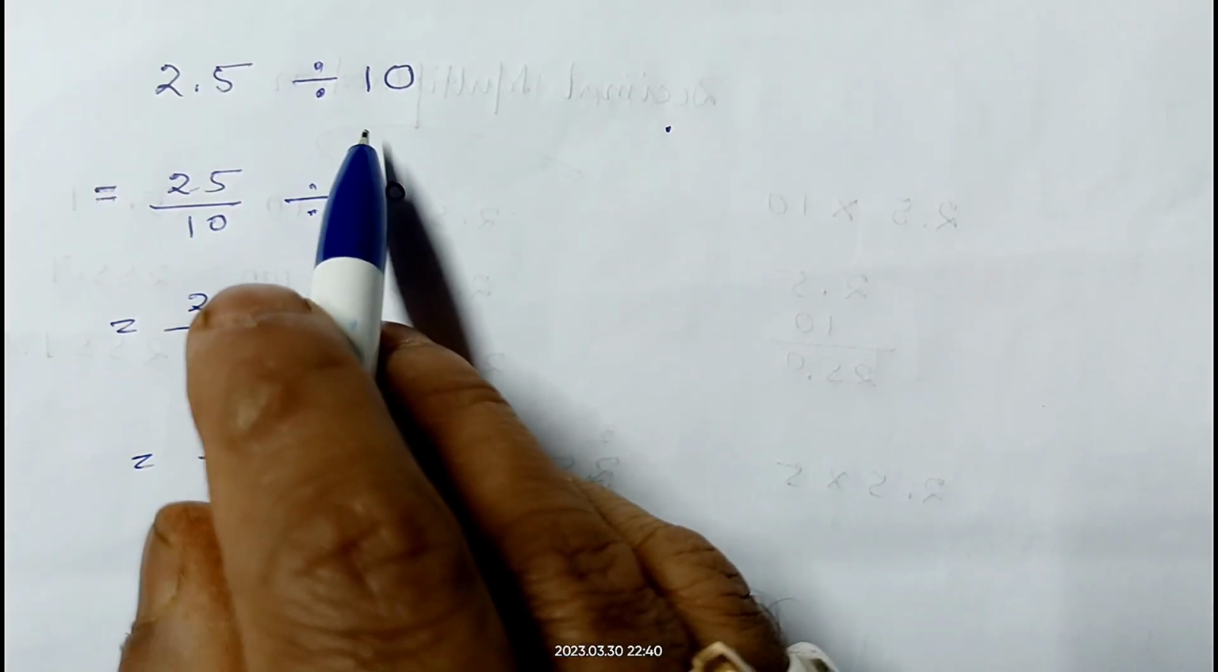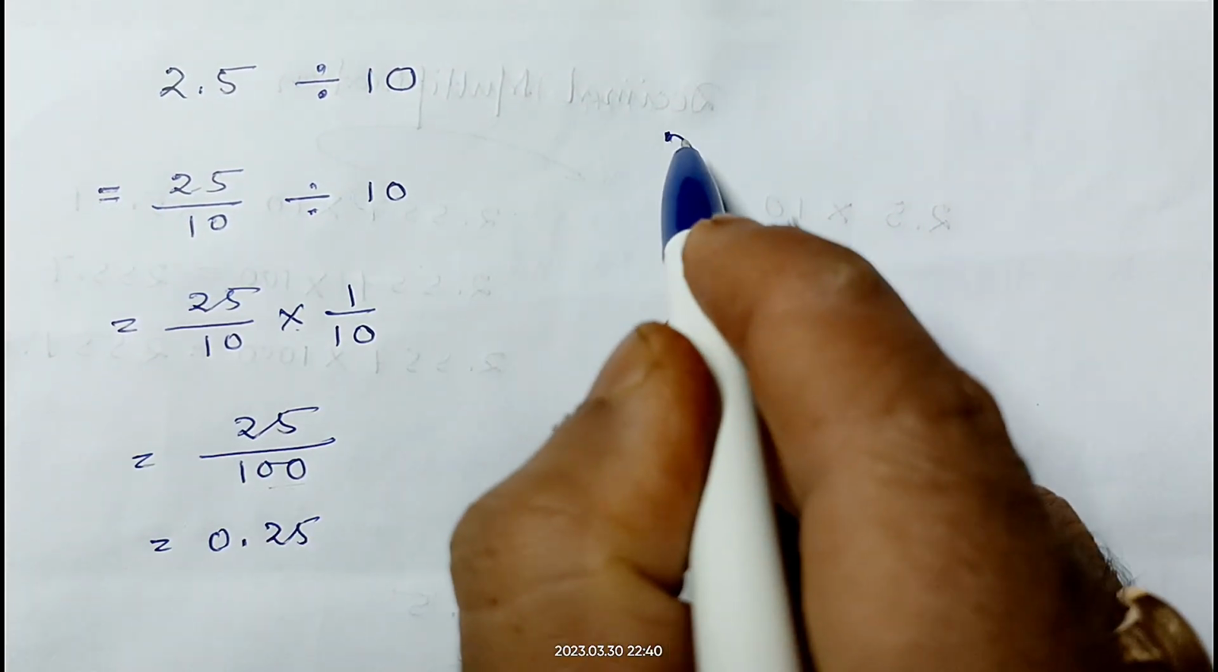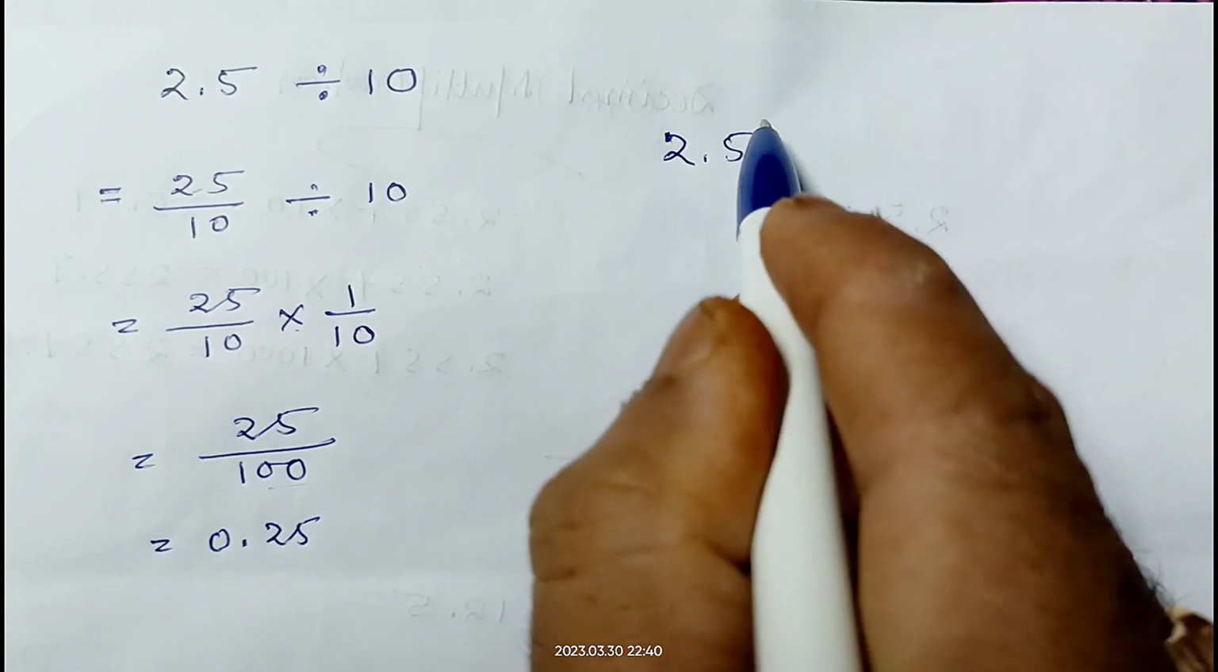Now the same division can be done in another way. We want to divide 2.5 by 10.